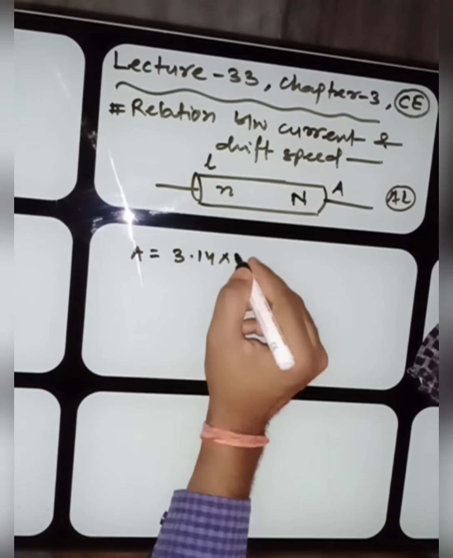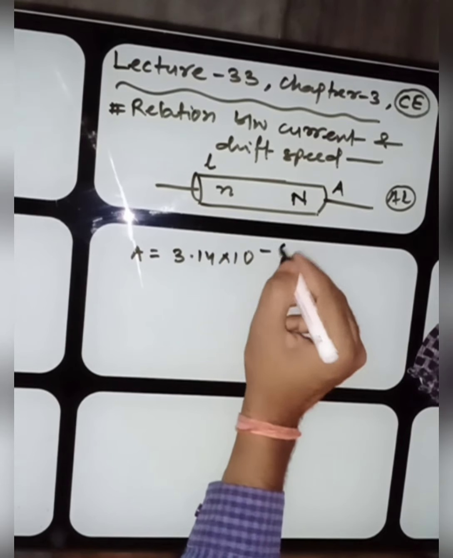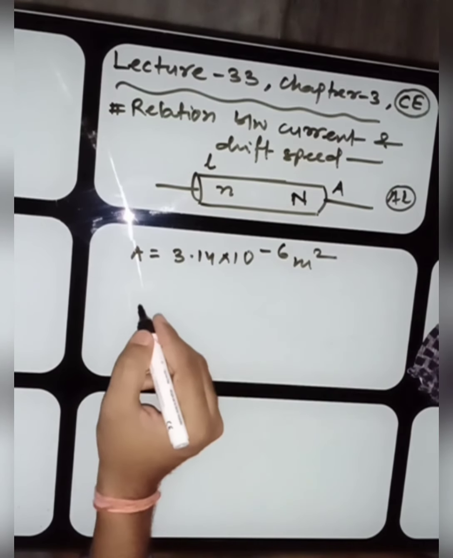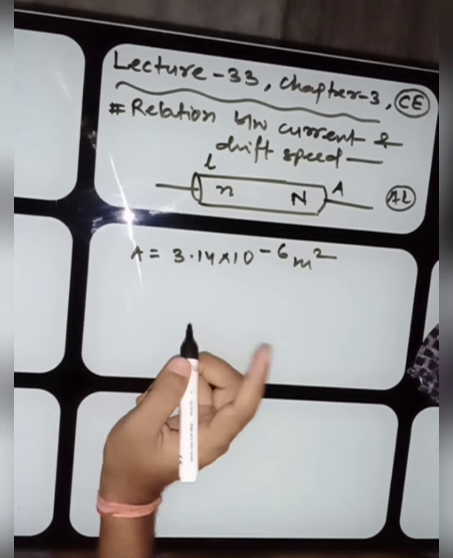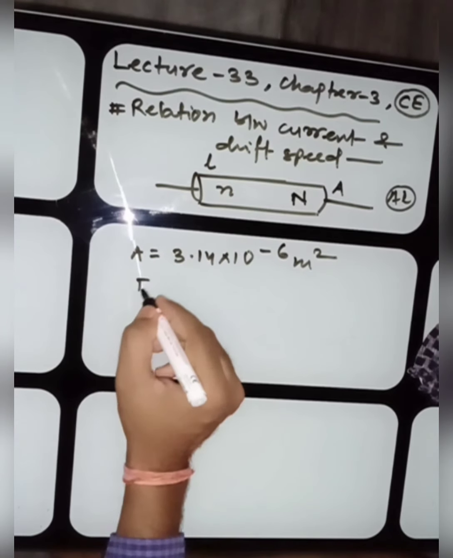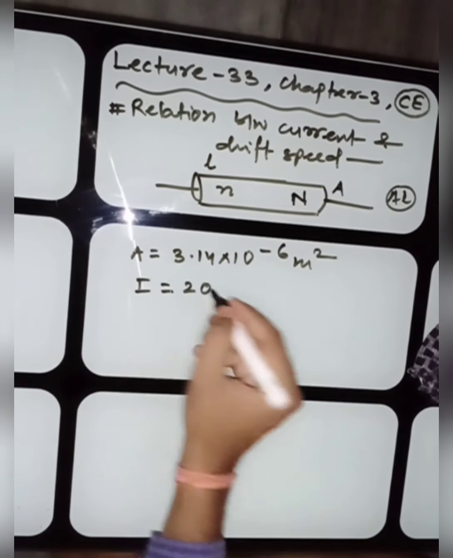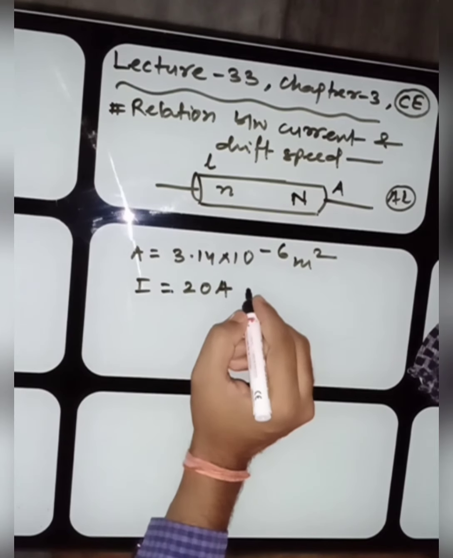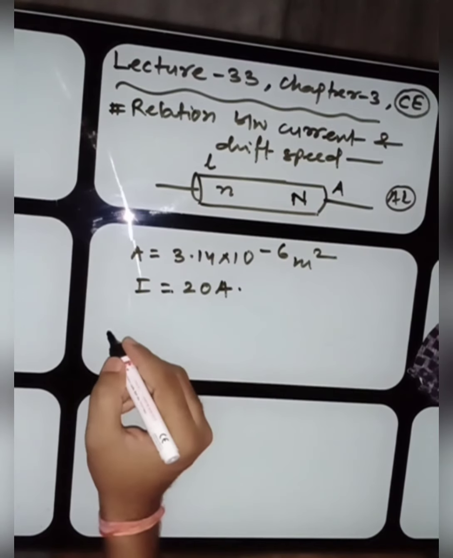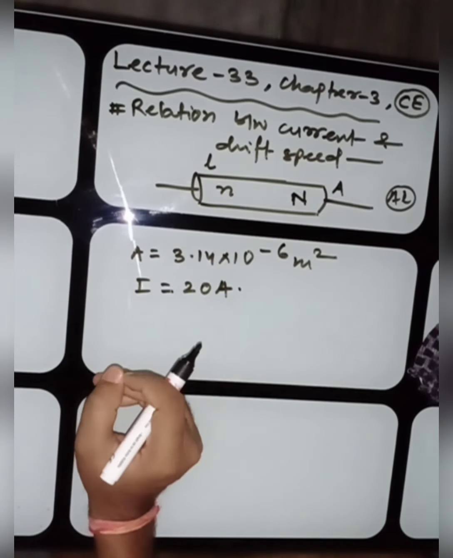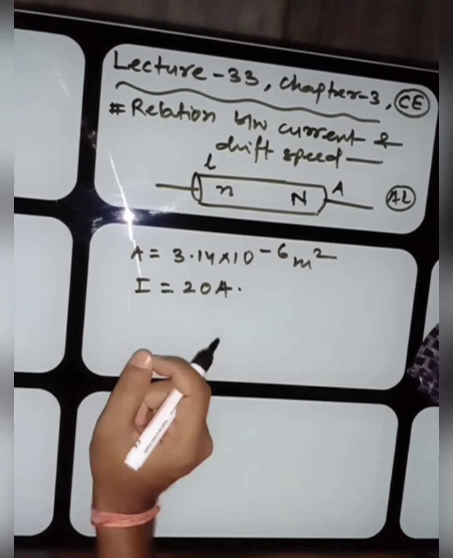3.14 times 10 to the power minus 6 meter square. This is the cross-sectional area, and it is carrying a current. How much? It is 20 ampere. Okay, 20 ampere. What you have to calculate is the drift velocity of electron, and it is silver.